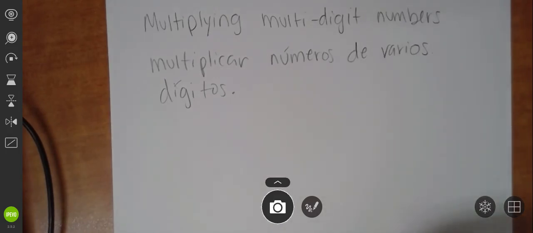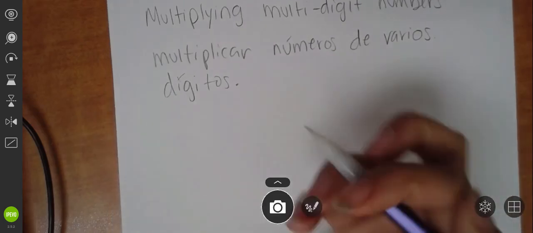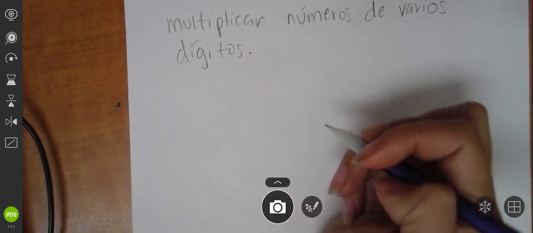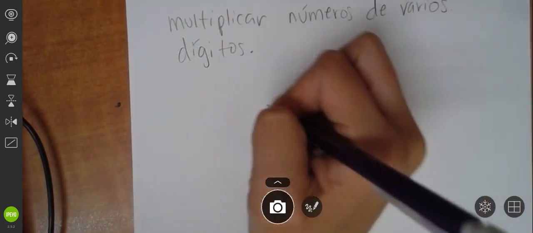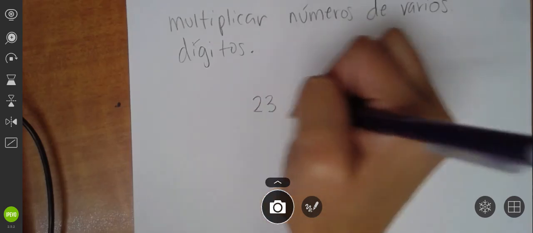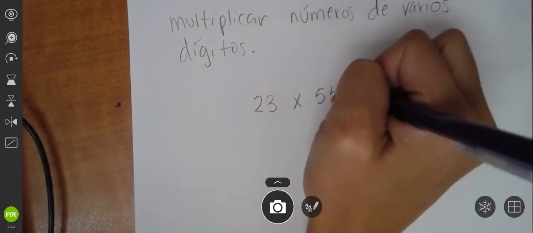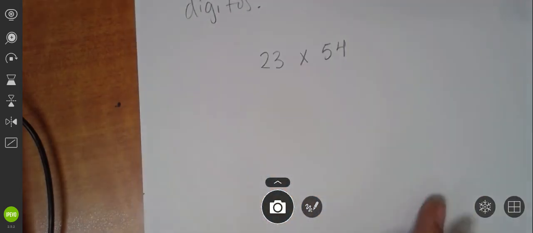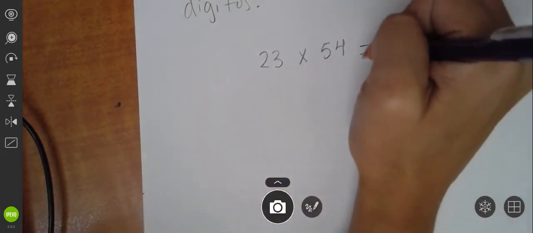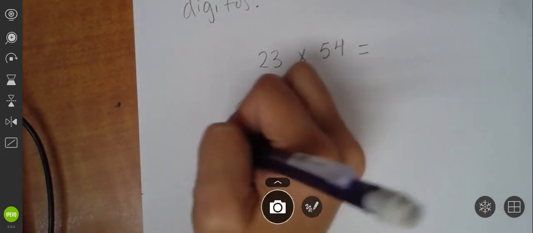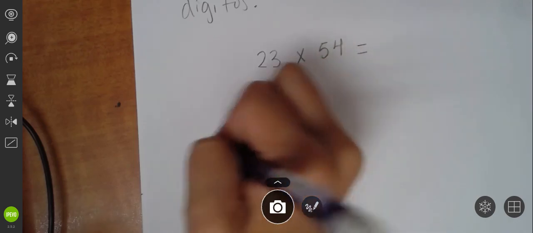The concept that will be covered in this video is multiplying multi-digit numbers, multiplicar números de varios dígitos. Beginning with the standard algorithm, for example, if we're going to be multiplying the number 23 times 54, I would stack those numbers on top of each other. 23 por 54.